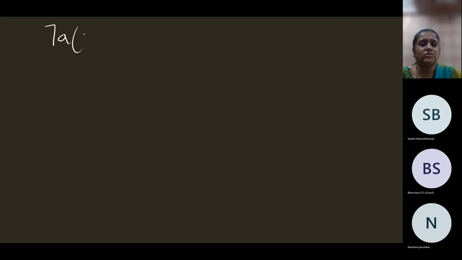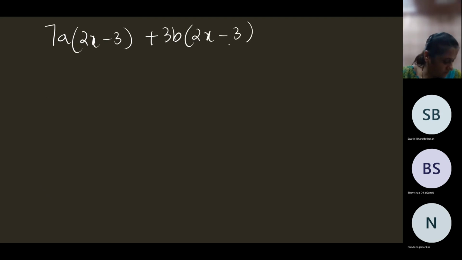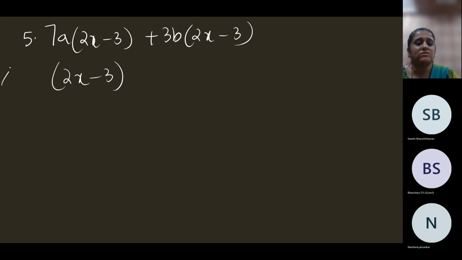So 7a into 2x minus 3 plus 3b into 2x minus 3. Correct? So 2x minus 3 is the answer. 2x minus 3 is common. This is the question. I don't know what the question is, some number, I'll just put 5. This is a solution. 2x minus 3 is common. So in the bracket, 7a plus 3b.